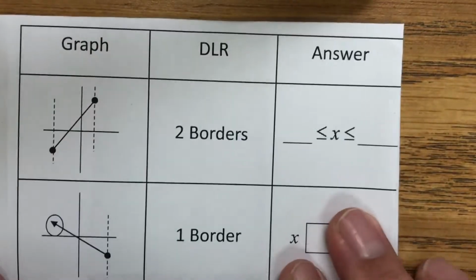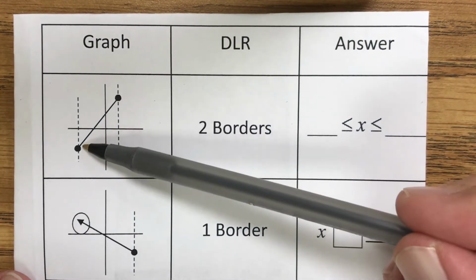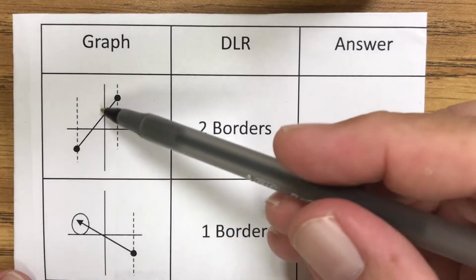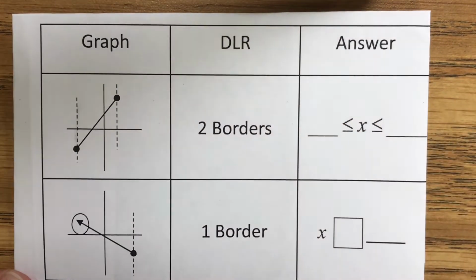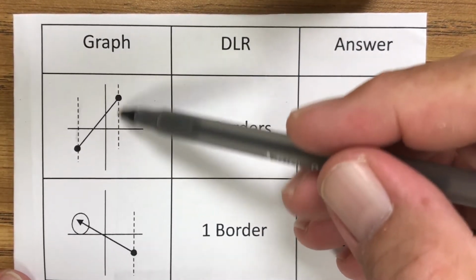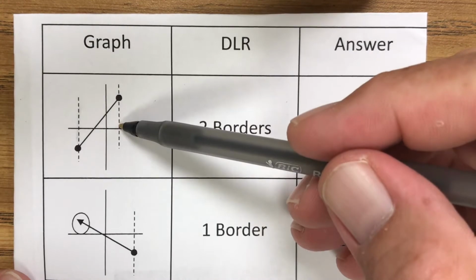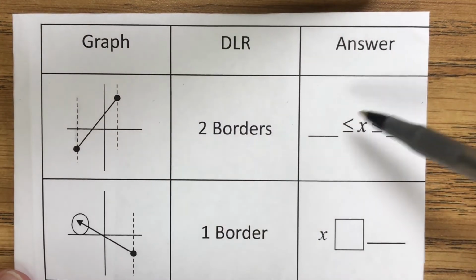On these graphs, sometimes we'll have a graph like this that has two endpoints, right? Whatever the furthest left number, or the smallest value for x, and the biggest x value, or the largest number, those are going to be the two numbers that make up our domain for that problem.